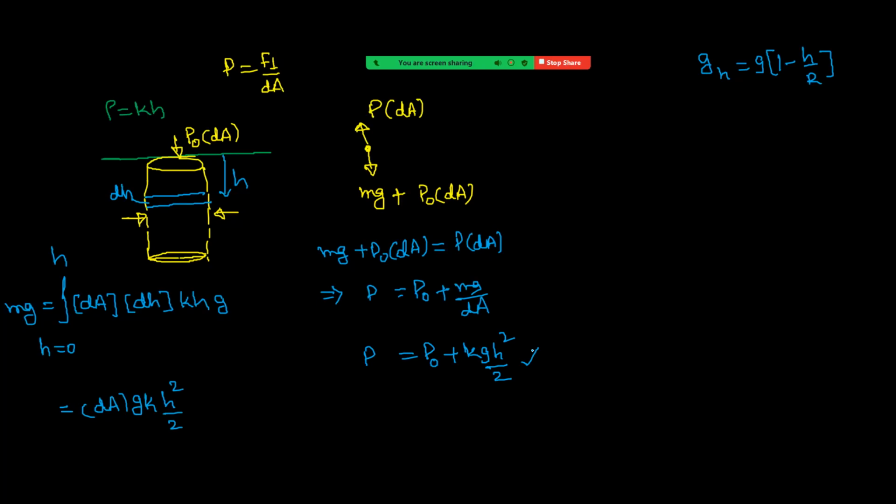So we have to keep in mind how we are calculating. First we calculate the weight of the liquid present in the cylinder. And here we have taken the assumption that the depth is very small, so that g is a constant. If the depth is not small, then we cannot take that assumption. Then we have to take in place of g, g into 1 minus h by R. Let us see the next one.